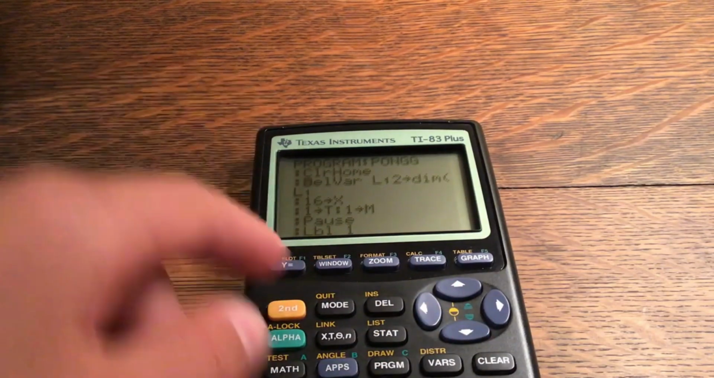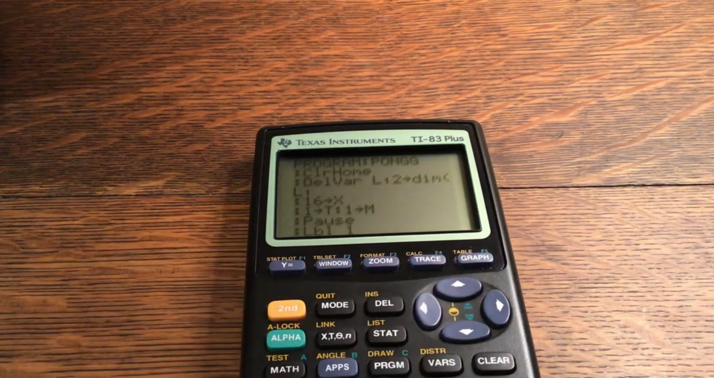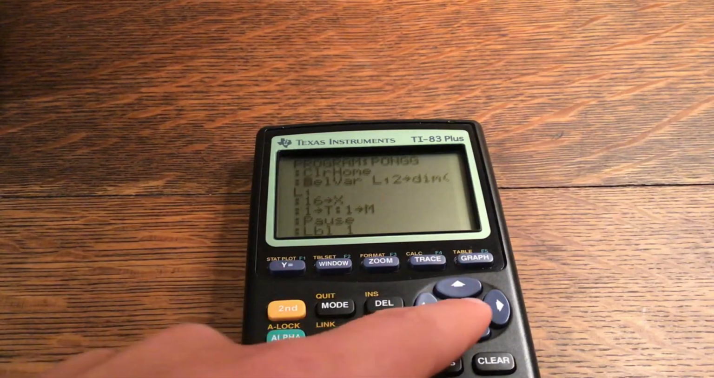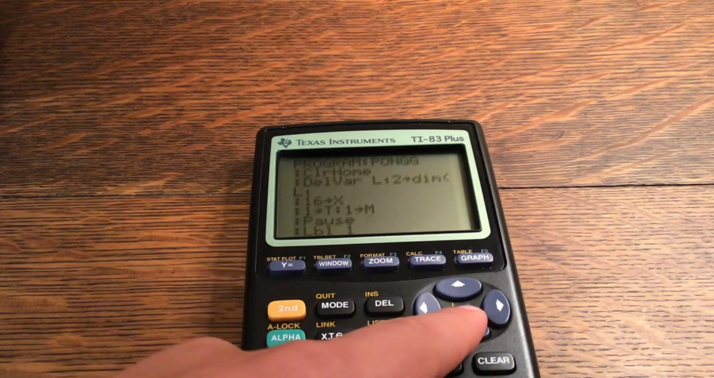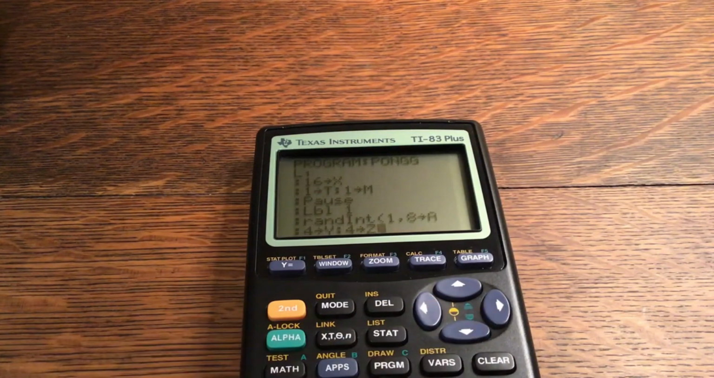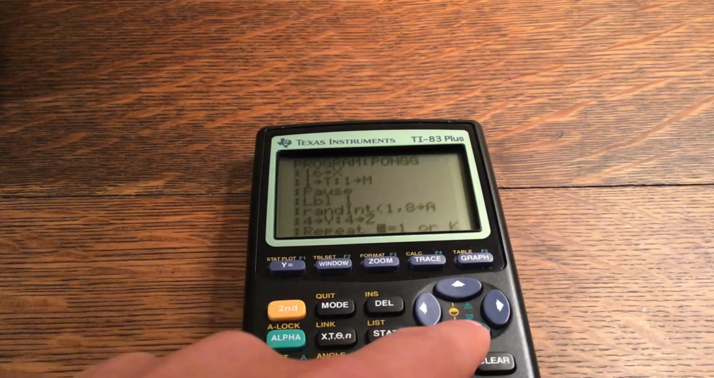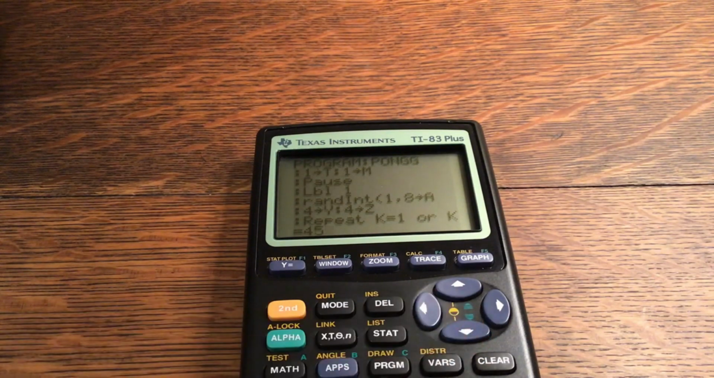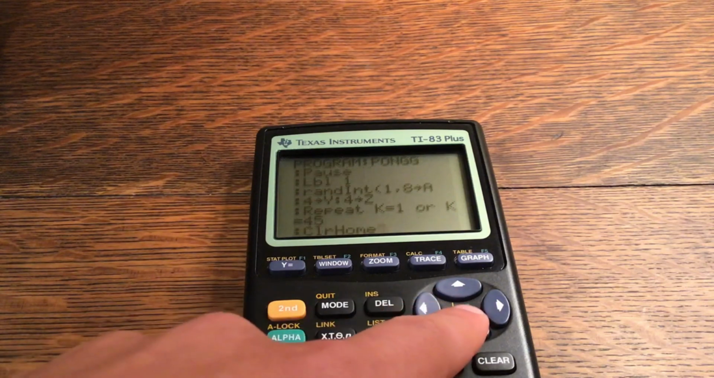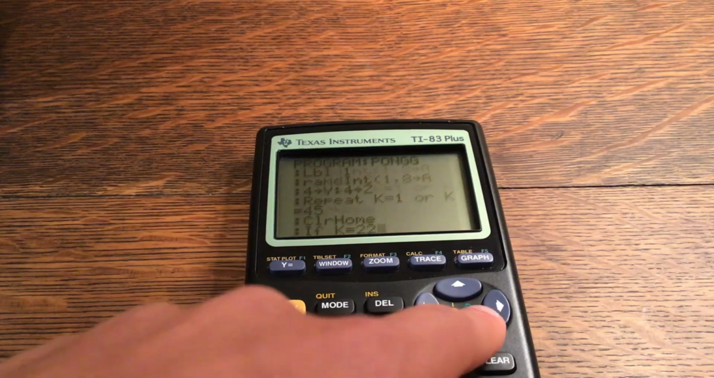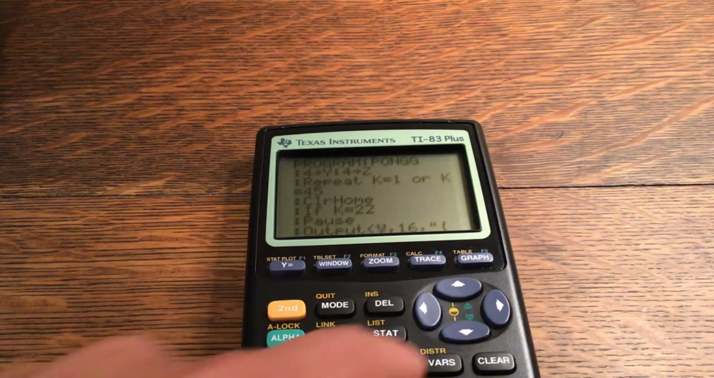So, ClrHome. DelVar L1. 2 Store into dim(L1). 16 Store into X, 1 Store into T, 1 Store into M, Pause, Label 1, randInt(1, 8) Store into A, 4 Store into Y, 4 Store into Z, Repeat until K is equal to 1 or K is equal to 45, ClrHome. If K is equal to 22, Pause.